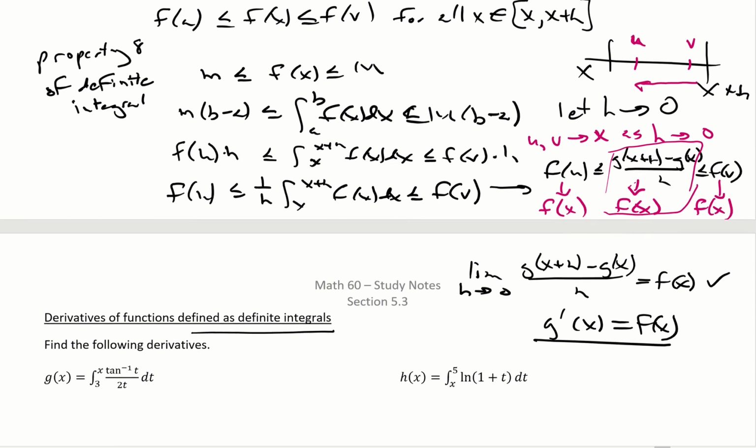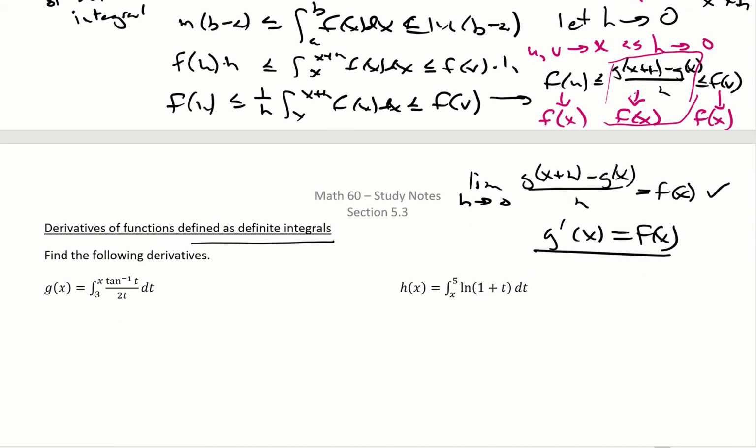Looking at these problems, you're going to see homework problems like this. Find the following derivatives. And you might be going, wait a minute, I thought I was integrating. Well, hold your horses. The first part of the theorem is, look at this guy. We have defined g of x to be this antiderivative.